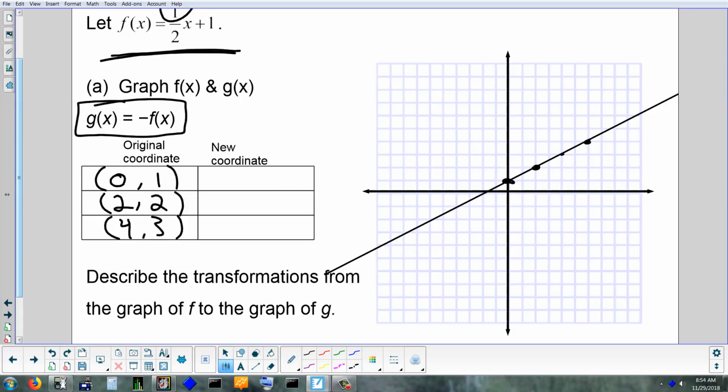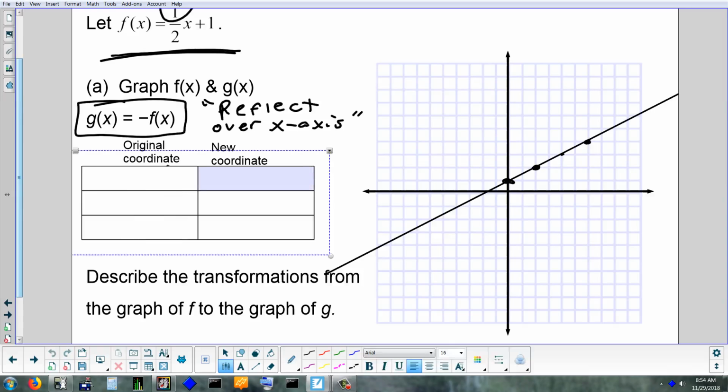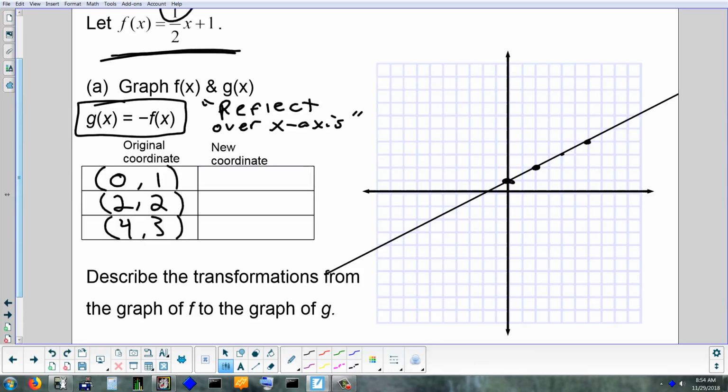So you know what? Let's describe it right now. Since we just said it, how do I describe that? What do the directions say to how you would describe it? Yep, Joe? Reflect over x axis. Exactly. Reflect over x axis. All right, now I need the directions. What do I do to get my new coordinates? When I reflect vertically, what are the directions to get my new coordinates to be able to graph it?